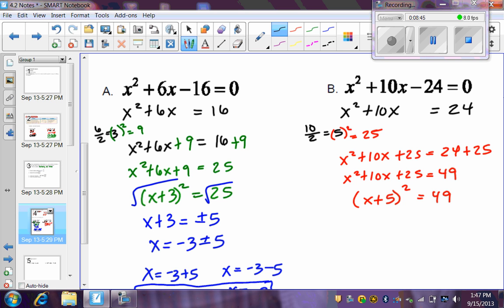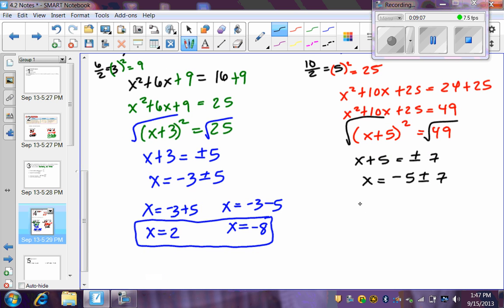To get x by itself, we have to take the square root of both sides. So I have x plus 5 equals, square root of 49 is 7, but it's plus or minus since we're solving. Opposite of adding is subtracting, so now I have x equals negative 5 plus or minus 7. Break that up, so that tells me that x equals negative 5 plus 7, so that gives me x equals 2. And x equals negative 5 minus 7, so x equals negative 12. And there are my two answers.